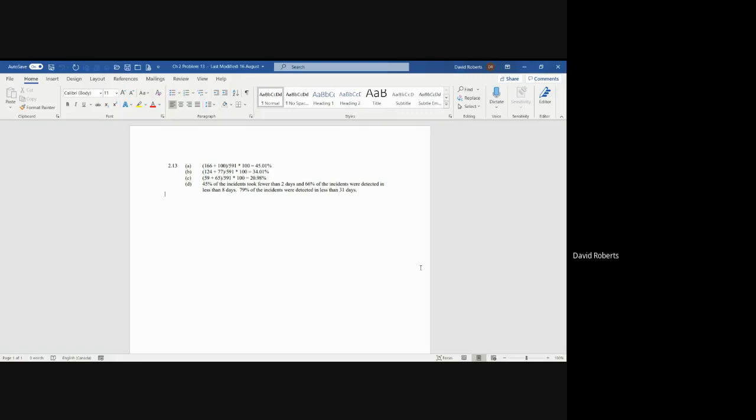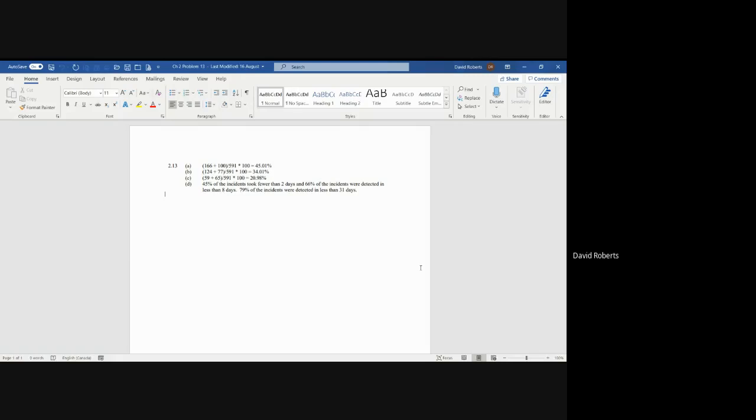In part D, what conclusions can you draw about the average dwell time of the incidents? So 45% of incidents took fewer than 2 days to detect. 66% of incidents were detected in less than 8 days, and 79% of incidents were identified in 31 days. So what you can do is the same thing. The 45% is already done for you.